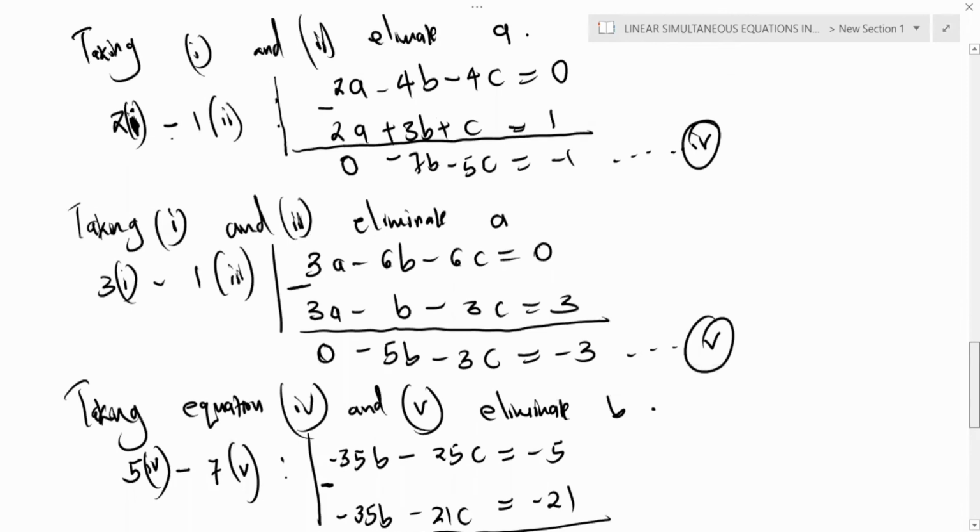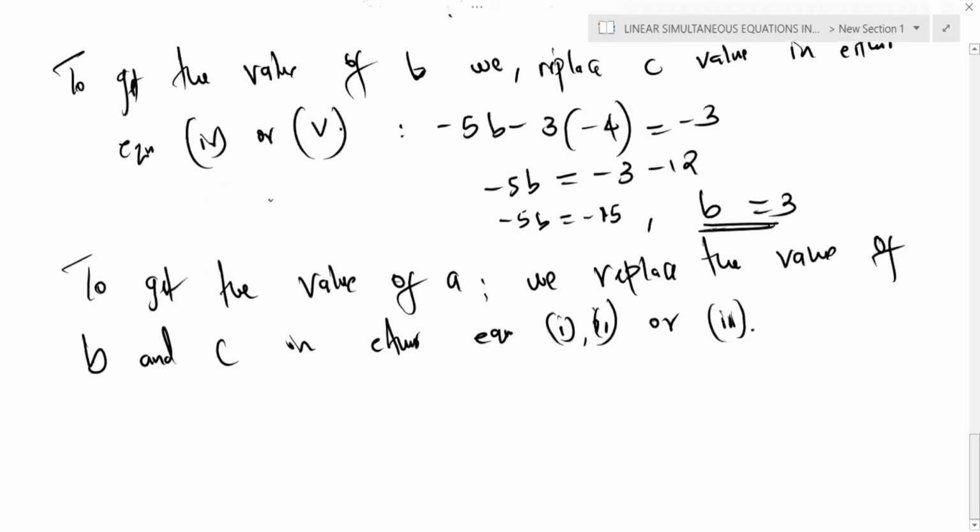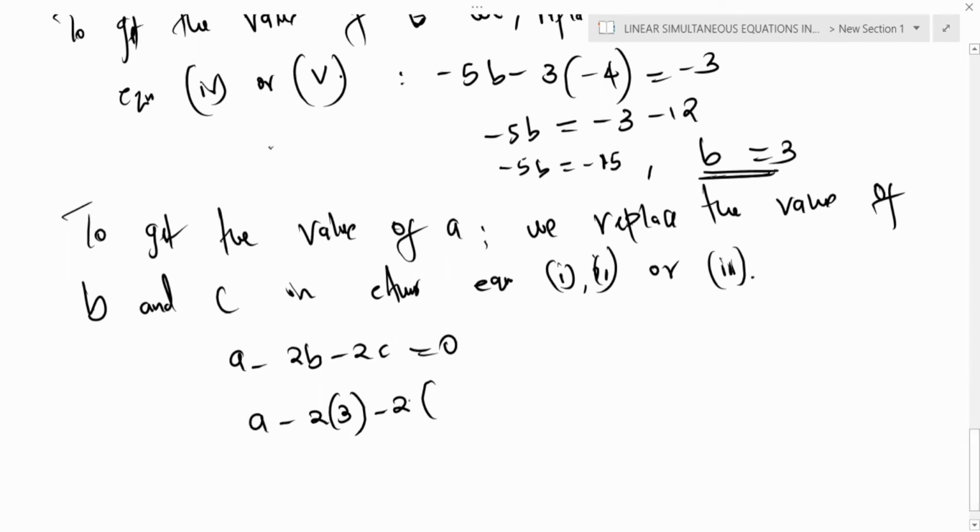Okay, so let's replace it in equation 1. Equation 1 is A minus 2B minus 2C is equal to 0. So taking that, A minus 2 into the value of B, which is 3, minus 2 into the value of C, which we got as minus 4, is equal to 0. So A is equal to, bring this to the other side, so it's minus 6. If it comes to the other side, it will be positive 6, this minus positive 8, so it will be minus 8. So A is clearly equal to minus 2.